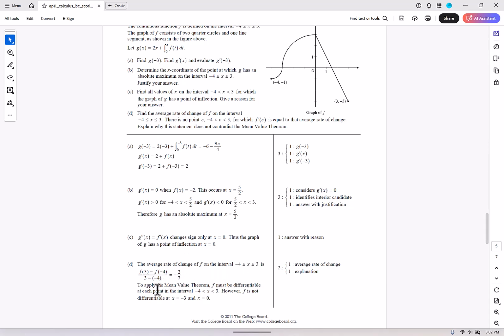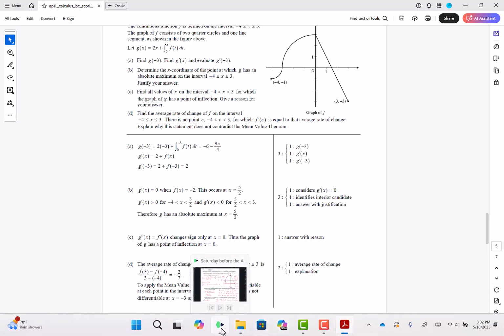To apply the Mean Value Theorem, f must be differentiable at each point on the interval from negative 4 to 3. However, f is not differentiable at negative 3 and 0. Yeah, there it is. I feel like we got the full credit there. So yeah, there it is, guys.